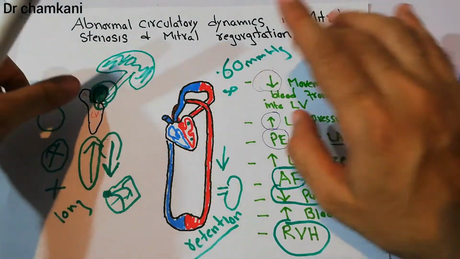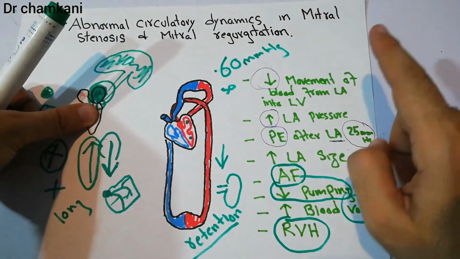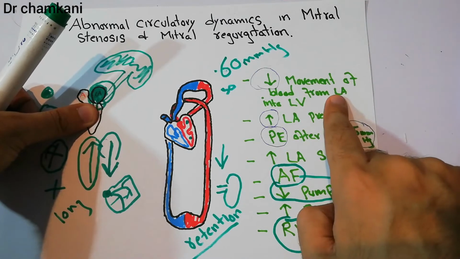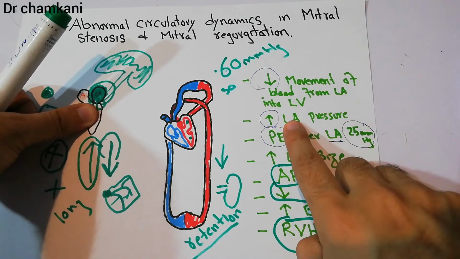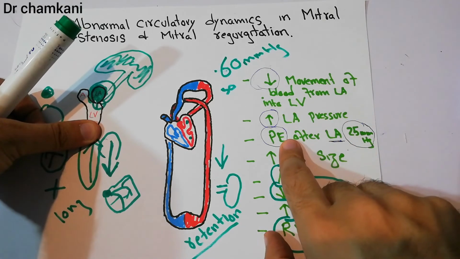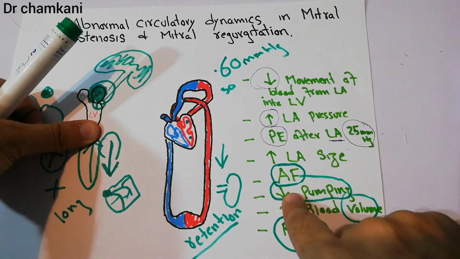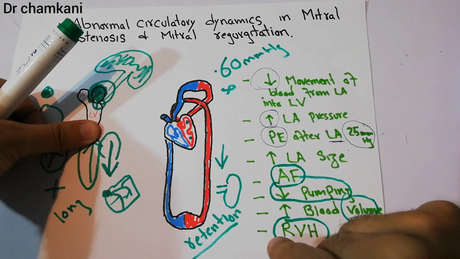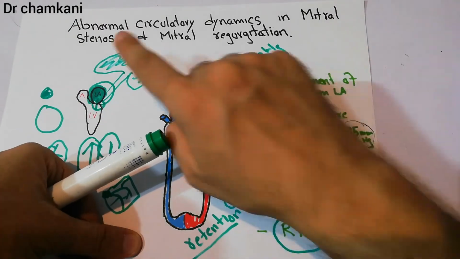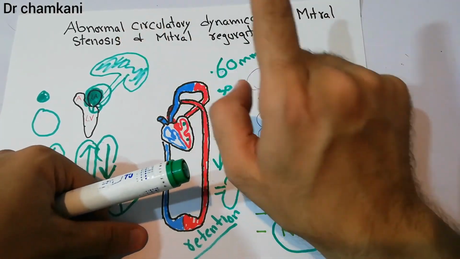and it is known as right ventricular hypertrophy. So the abnormal circulatory dynamic changes due to mitral stenosis and mitral regurgitation include decreased movement of blood from the LA into the left ventricle, increased pressure of blood in the left atrium, pulmonary edema, increase in the size of the left atrium, atrial fibrillation, decreased pumping effectiveness of the heart, increase in the blood volume, and right ventricular hypertrophy. These are all the abnormal circulatory dynamic changes that occur due to mitral stenosis or mitral regurgitation, or both of them.